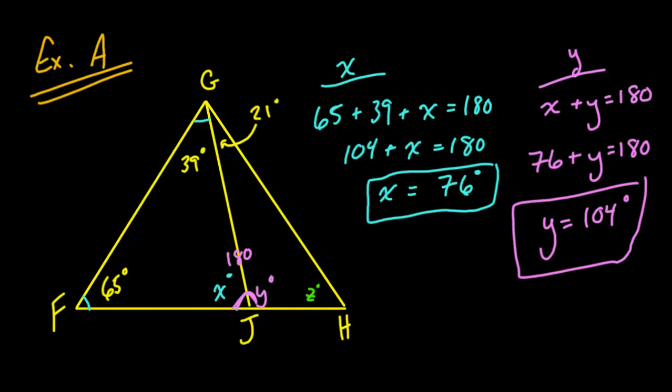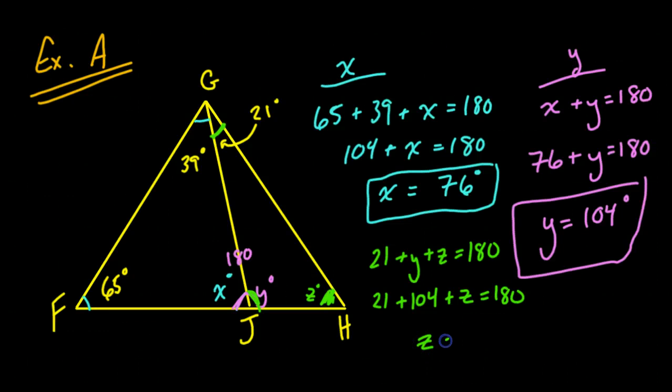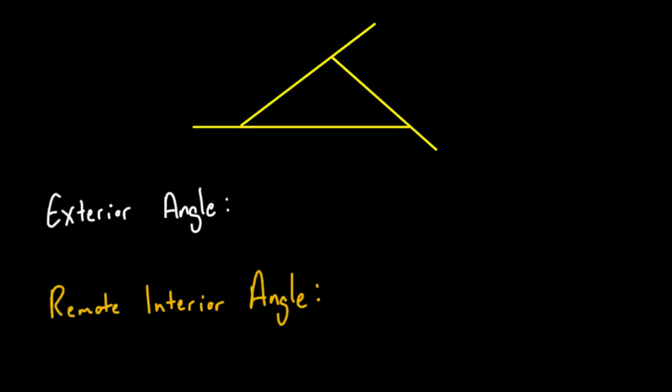So now we've got x and y. Let's try to find z. So z is in this triangle on the right hand side. We know that all three of those angles also have to add up to 180, so we can say 21 plus y plus z is 180. And we know angle y was really 104 degrees. So combining our terms and subtracting, we're left with z equals 55 degrees. So we've got our angle x, angle y, and angle z.